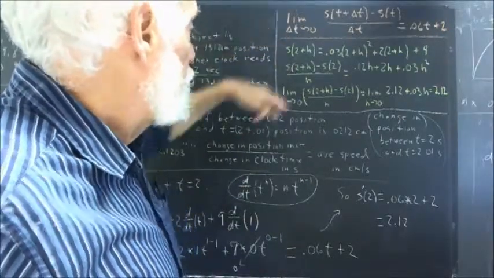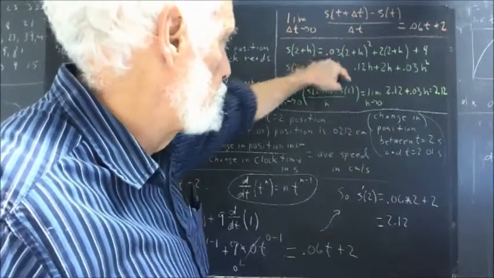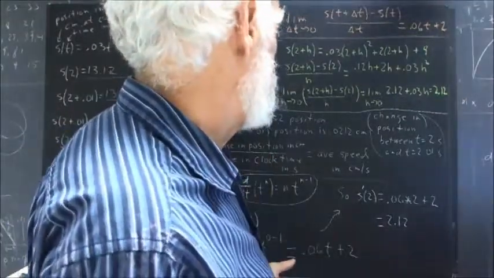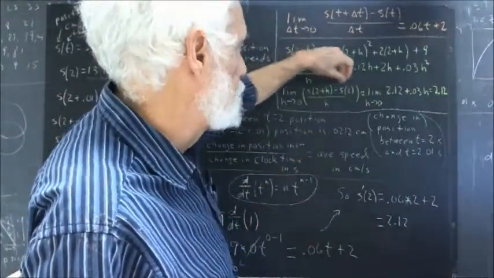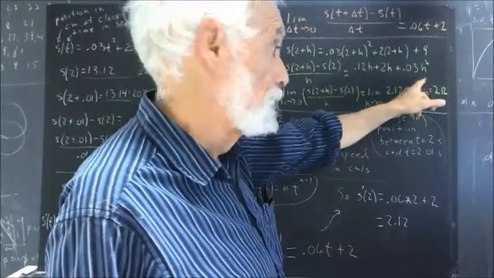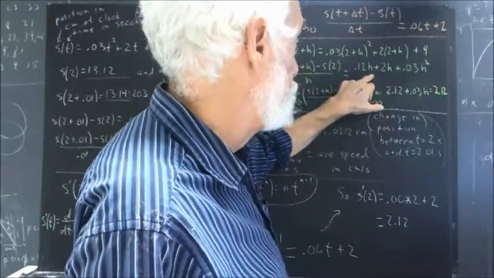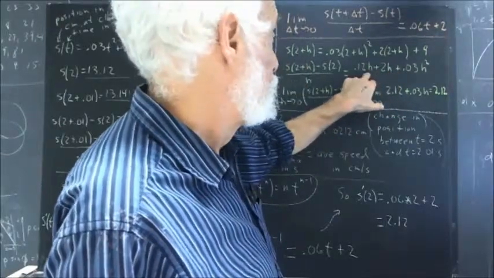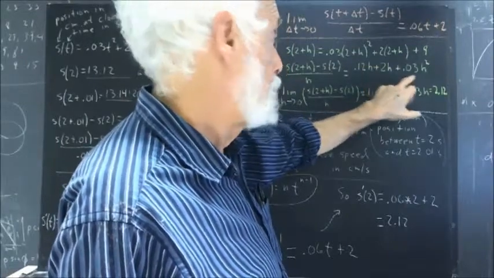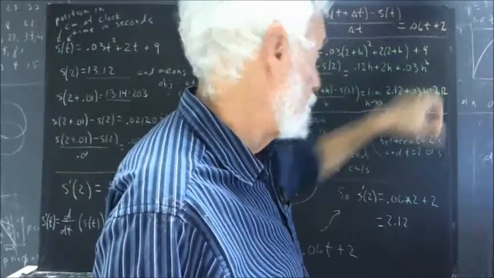Okay. And then you're asked to evaluate the limit as h goes to 0 of s of 2 plus h minus s of 2 over h. All I'm going to say is that s of 2 plus h minus s of 2 simplifies down to what you see here, so that when you divide this by h, you get 0.12 and 2. Both of these terms. This term gives you 0.12, this term gives you 2. And then you're going to get a 0.03h when you divide 0.03h squared by h.